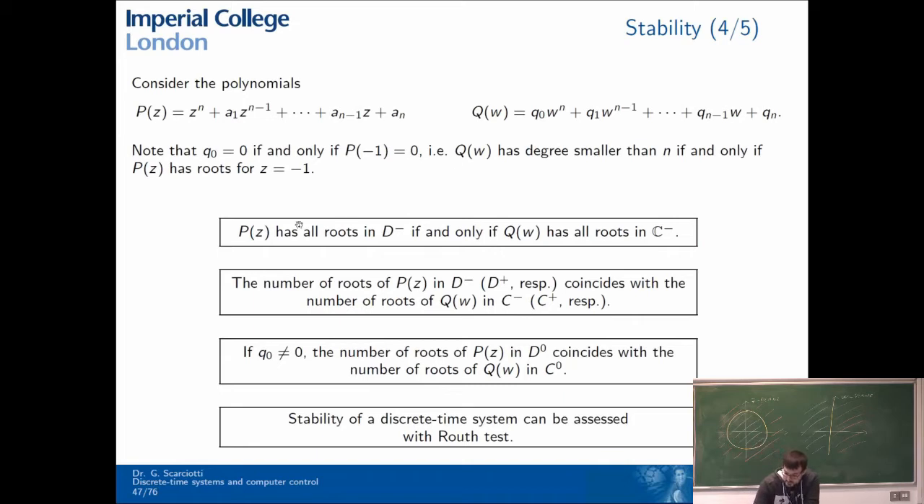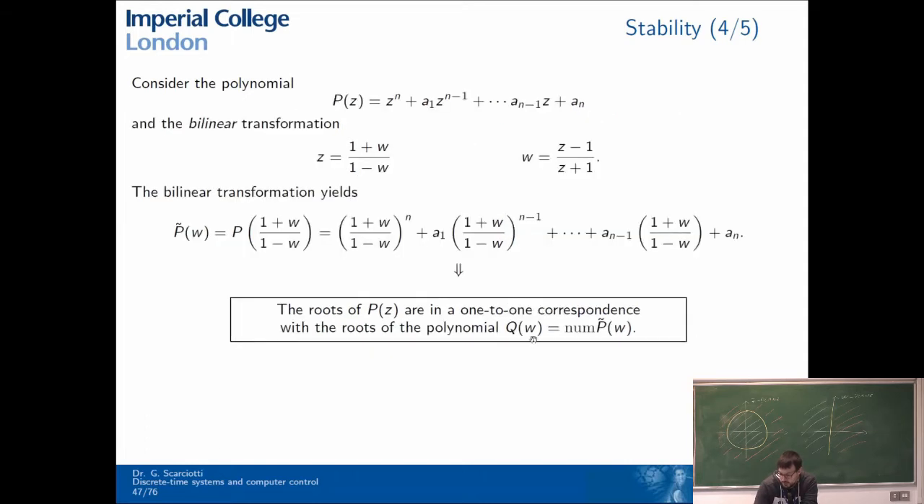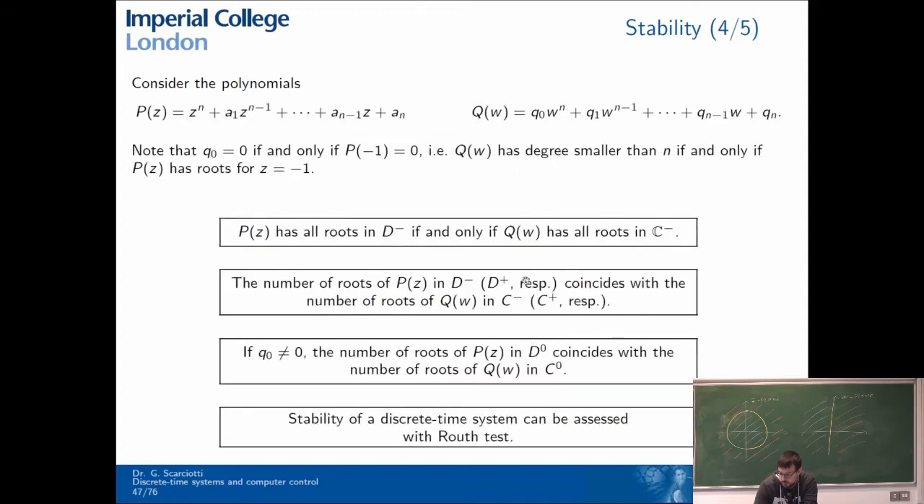So to summarize this, p of z has all roots inside the circle if and only if the numerator of that expression, which we call q of w, has all roots in C minus. The number of roots of p of z in D minus or D plus is the same as the number of roots of q of w in C minus or C plus, okay? Where C minus is the left-hand side of the plane and C plus is the right-hand side of the plane.